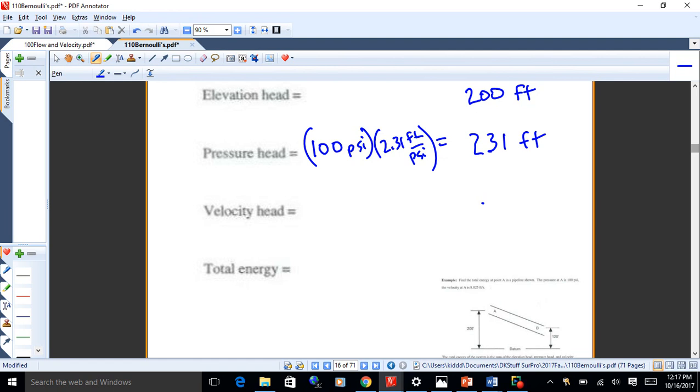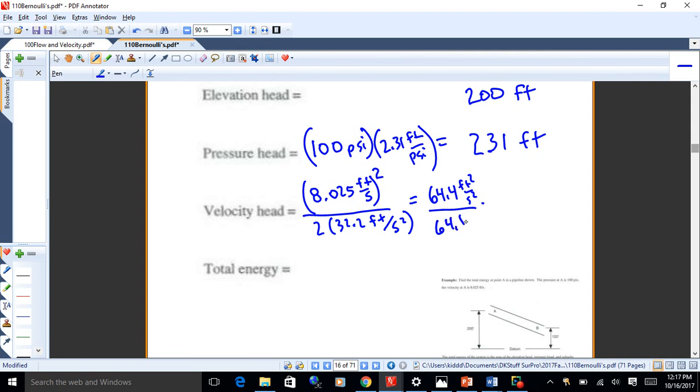And the last one's probably the most complicated one. What you do on that is you take the 8.025 feet per second, that's the velocity, you square it, and you divide it by 2 times 32.2, and the units on acceleration due to gravity are feet per second squared. So you take 8.025 squared, and divide by 64.4. That works out to be feet squared per second squared, divided by feet per second squared. So that'll get us feet, which is what we want, and all that is 1 foot, okay?